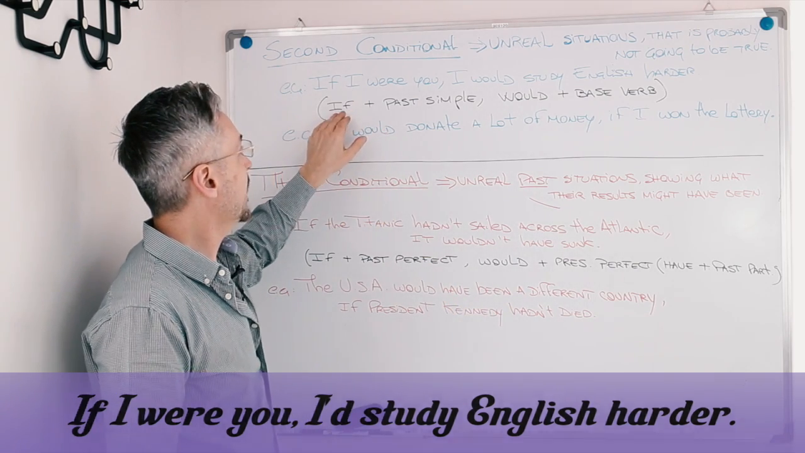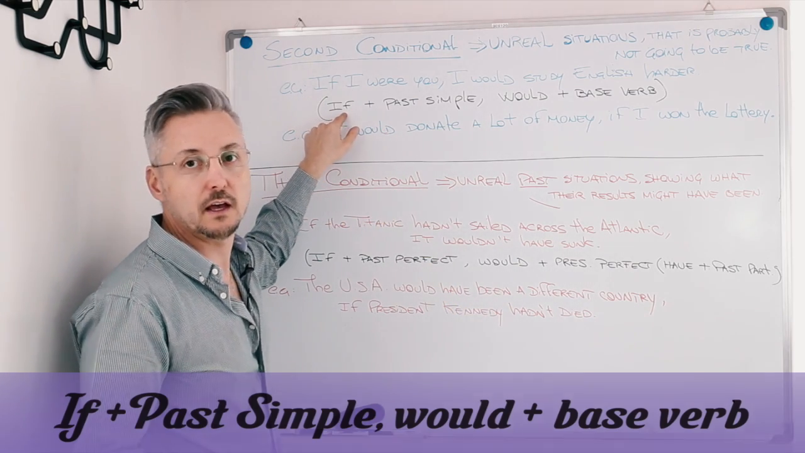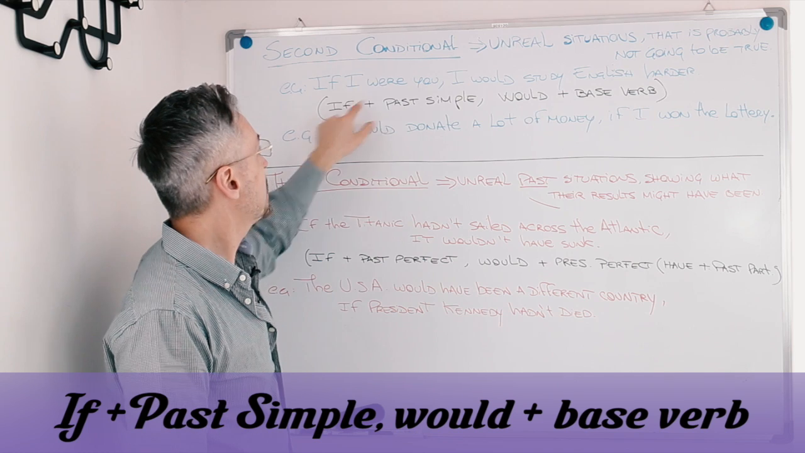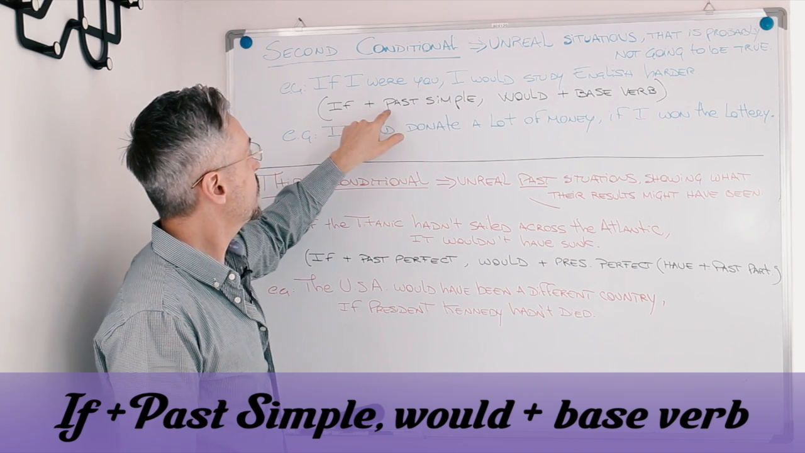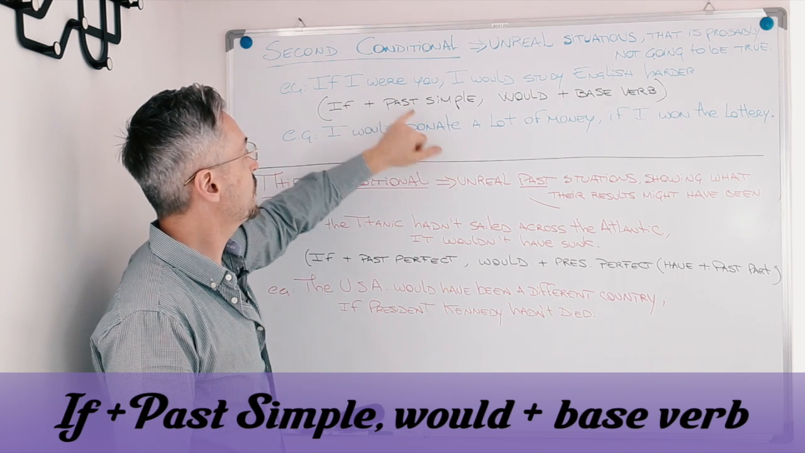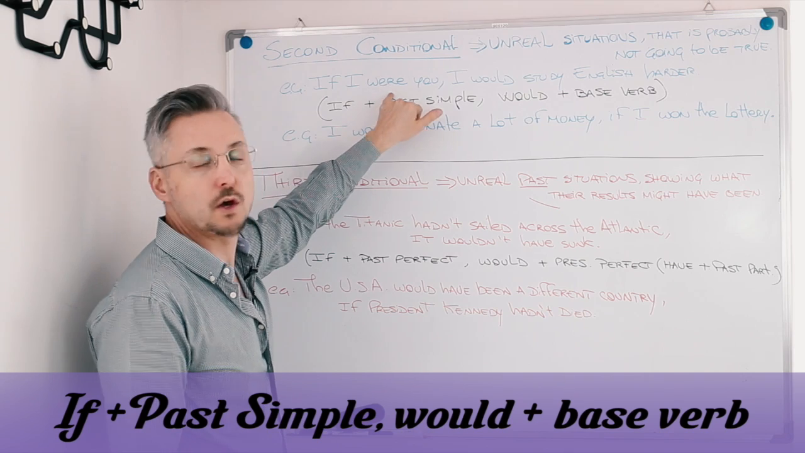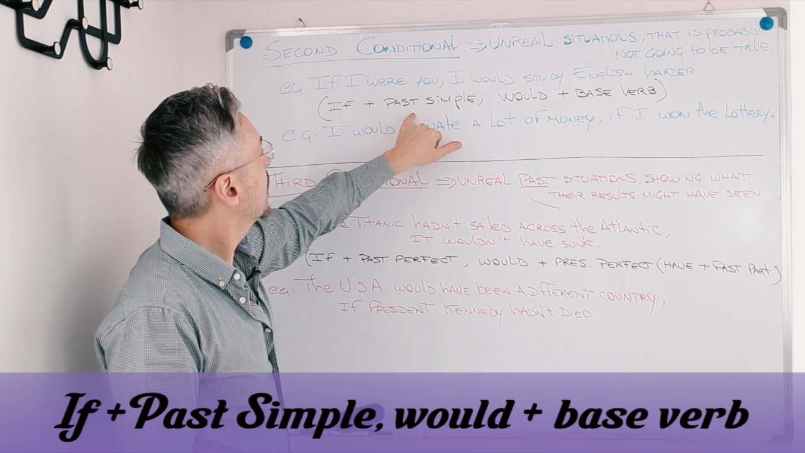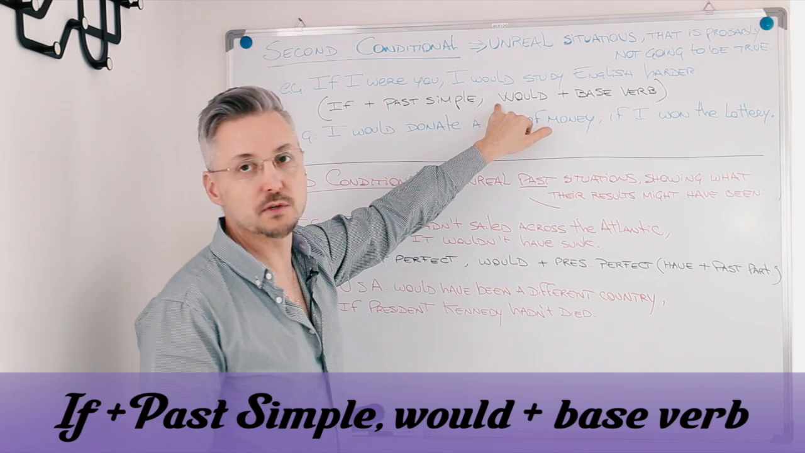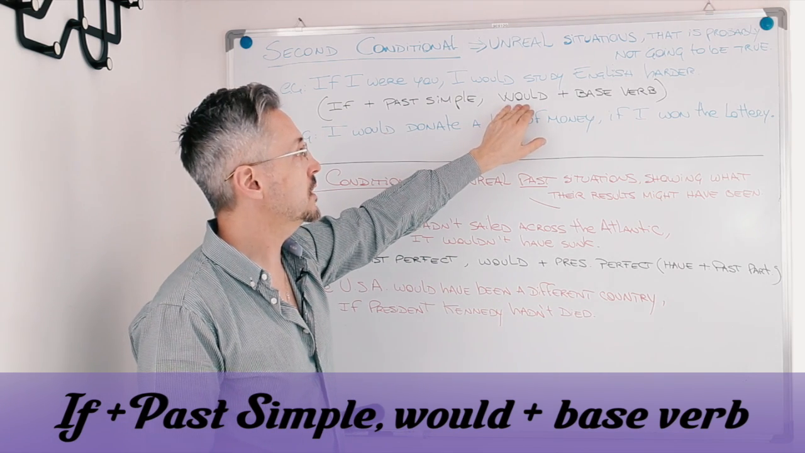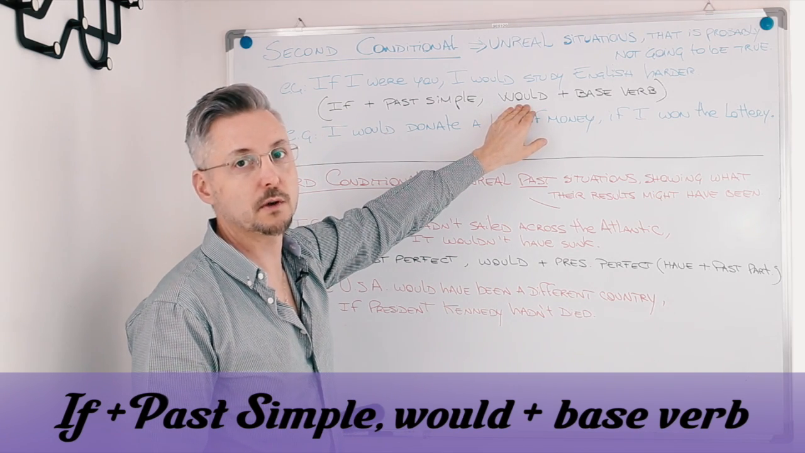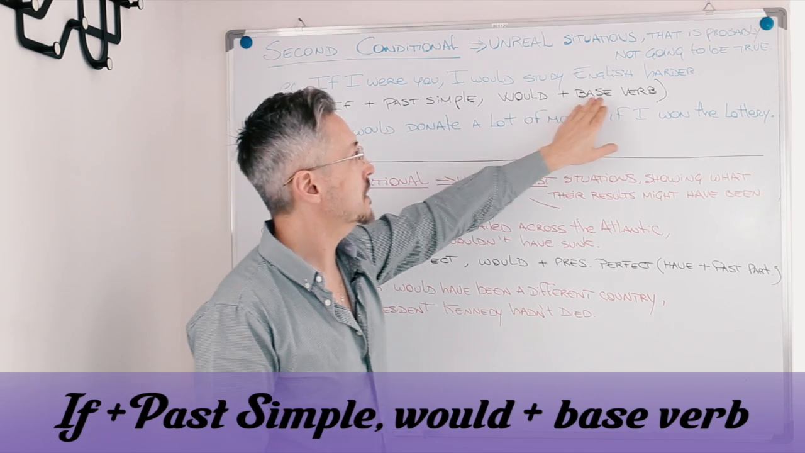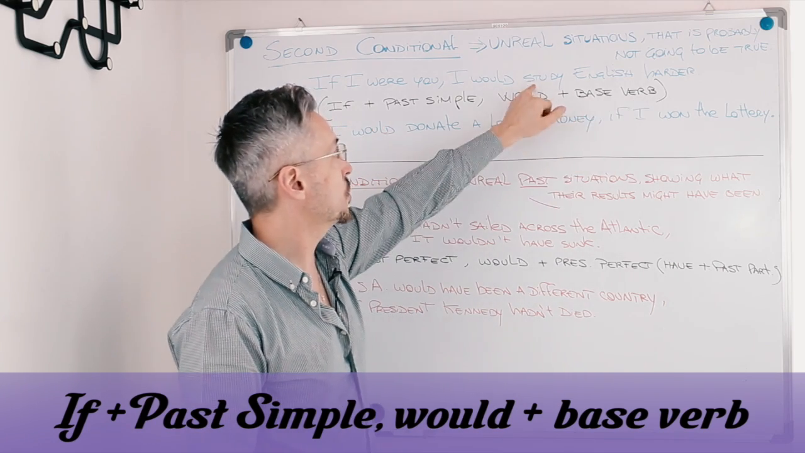So after if, in the condition part of the sentence, we need the past simple. If I were you. Were is the past of the verb to be. The second part, which is the result, we need would, the modal verb would, plus a base verb, so study.